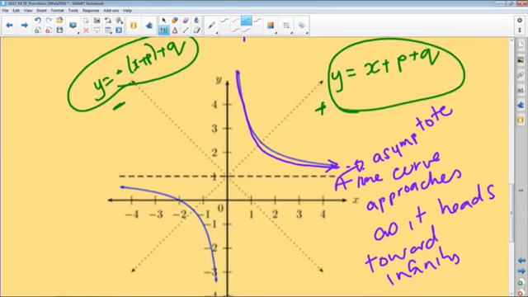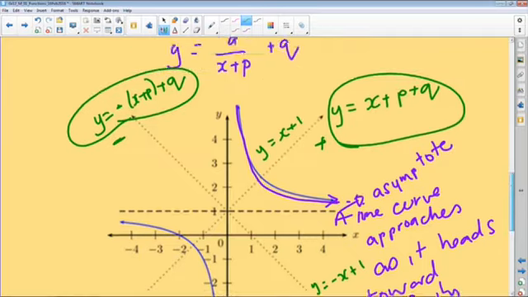So on the graph that we've got, we'll see that our axis of symmetry is y is equal to x plus 1, and then the one that slopes towards the left-hand side, the one with the negative gradient, that's y is equal to negative x plus 1. Okay, what else do we know about this hyperbola?